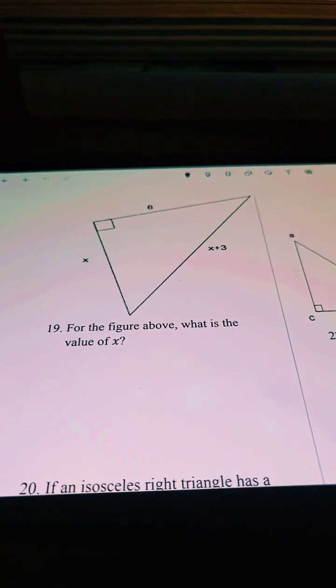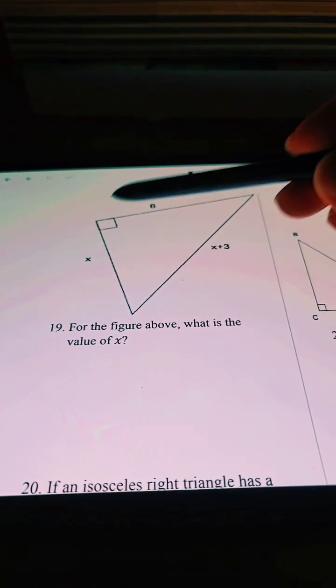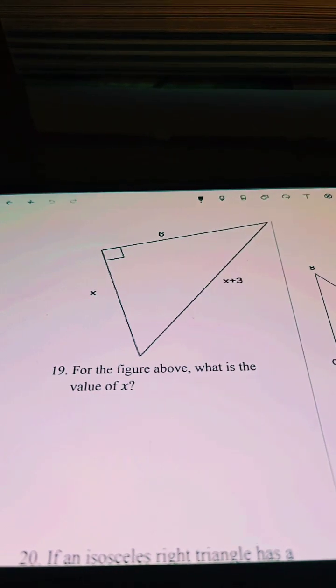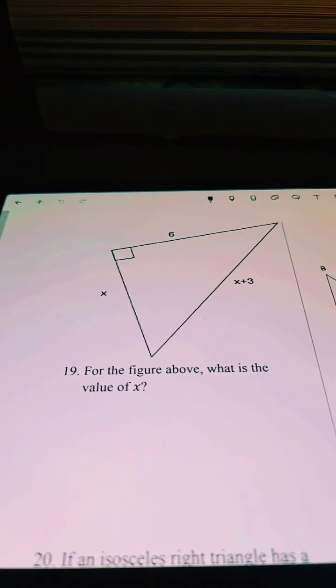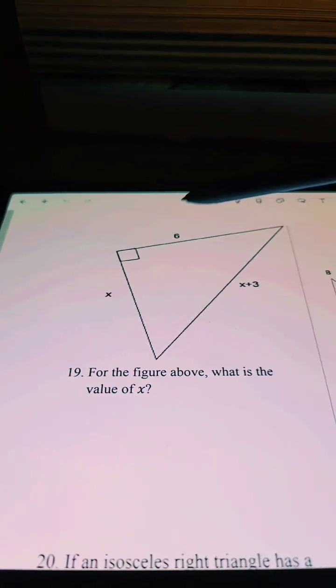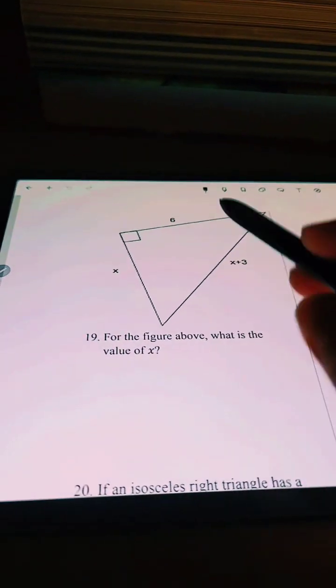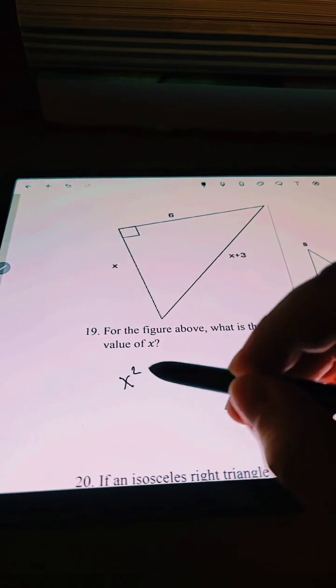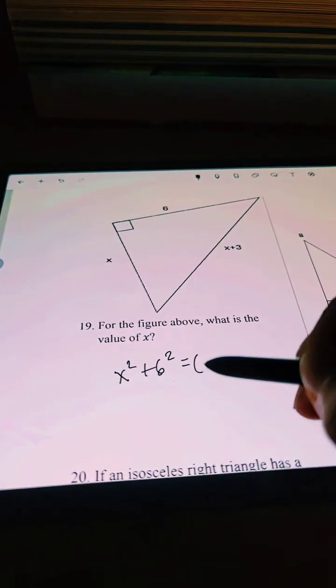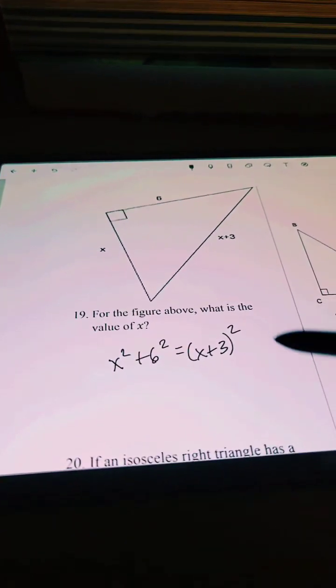So let's go to number 19. For the figure above, what is the value of x? So it's a right triangle. So I know right away I can use Pythagorean theorem. Pythagorean theorem says that a squared plus b squared equals c squared, where a and b are your legs, the ones that touch the right angle, and c is your hypotenuse right over here, x plus 3. So I'm going to have x squared plus 6 squared is equal to x plus 3 squared.